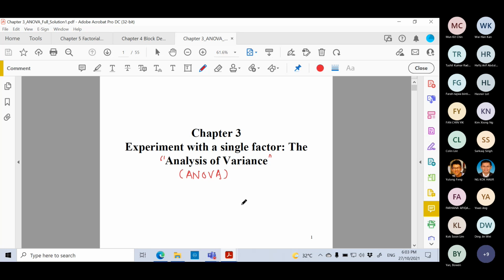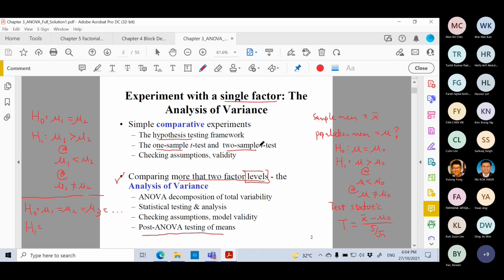Okay. In our previous session, I mentioned to you all what is meant by the analysis of variance, or in short form, the ANOVA for the single factor. These are a few slides I have uploaded to the Spectrum or the Microsoft Teams, where you can download them.